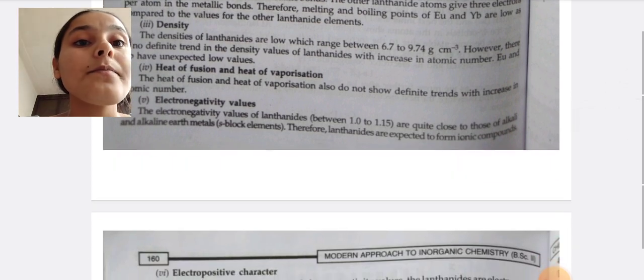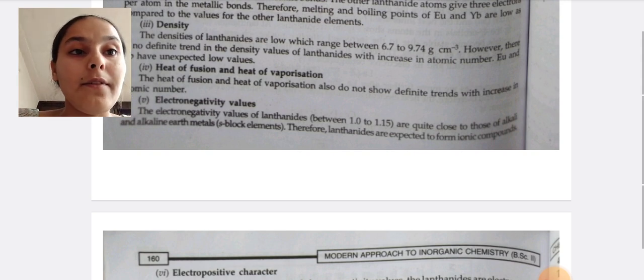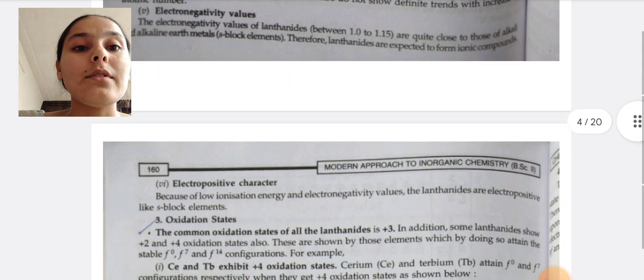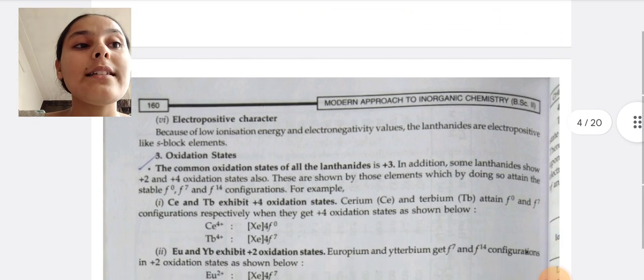Electronegativity value. The electronegativity values of lanthanides, between 1.0 and 1.15, are quite close to those of alkali and alkaline earth metals. Therefore, lanthanides are expected to form ionic compounds. Next is electropositive character. Because of low ionization energy and electronegativity values, the lanthanides are electropositive like s-block elements.